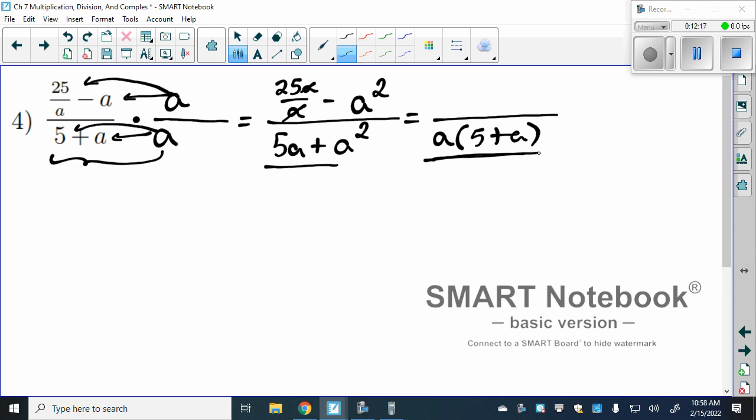Now, all that said, what's left in the numerator? 25 minus A squared.